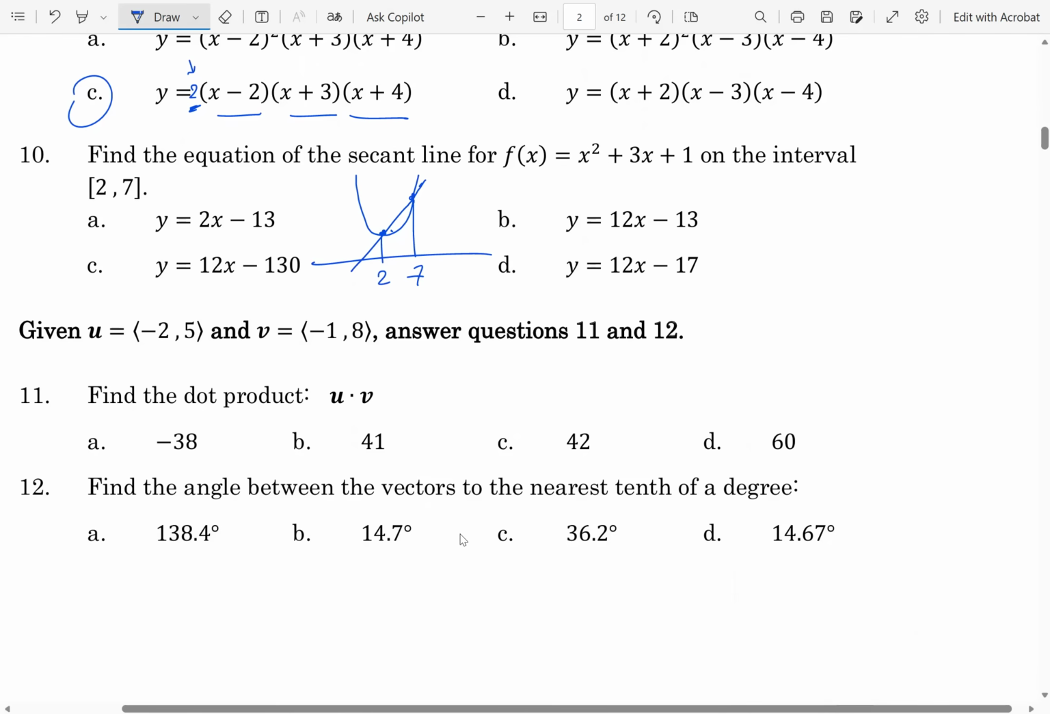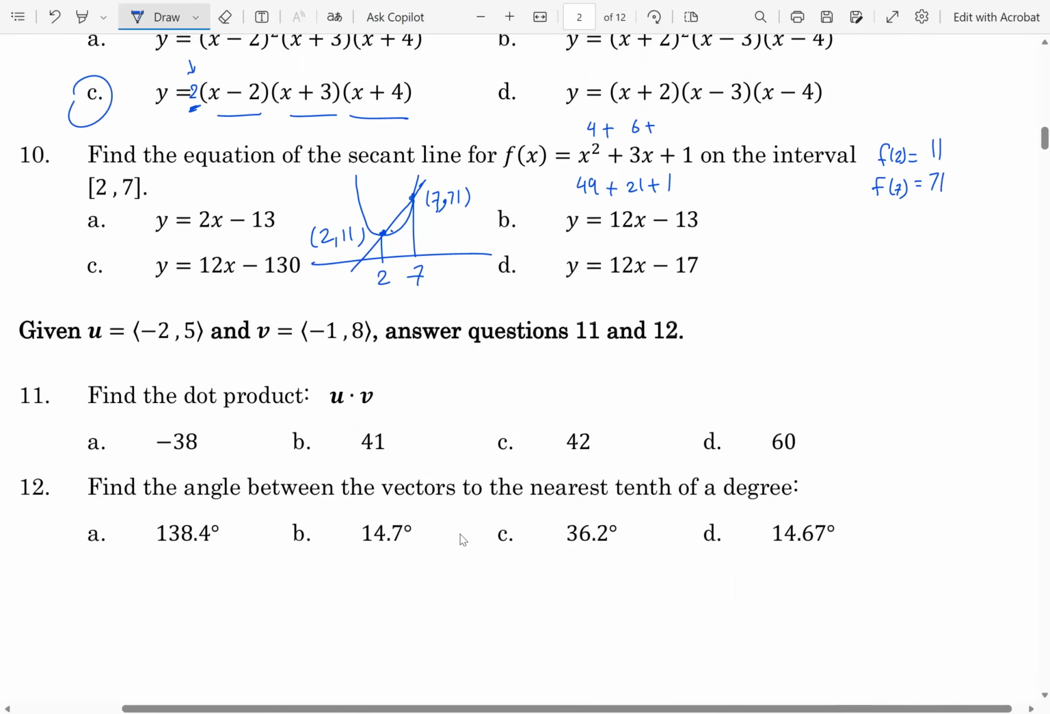So first of all, you find f of 2. f of 2 is equal to 2 squared, 4, plus 6, 2 times 3, plus 1, is 11. And f of 7 is 7 squared, 49, plus 3 times 7, 21, plus 1. So 49 plus 1 is 50, 50 plus 21 is 71. So now I have the coordinates of the 2 points: 2 and 11, and 7 and 71.